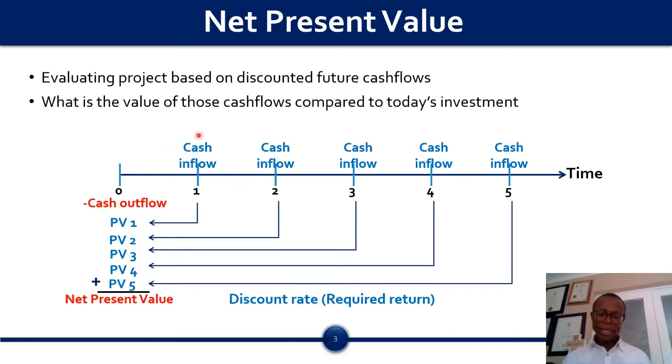So we are saying what is the present value of the first cash flow, second, third, up to the fifth cash flow. When you add all these present values and subtract the amount you are investing, if the result is positive, you invest. If the result here at the bottom is negative, you do not invest, and you are using the discount rate or the required rate of return to discount these cash flows.